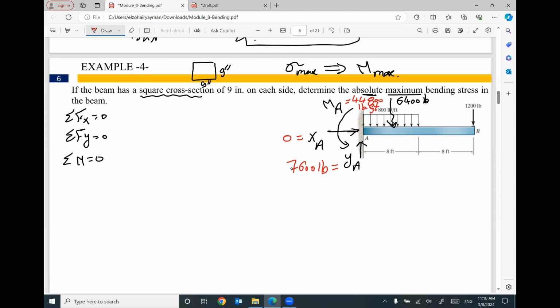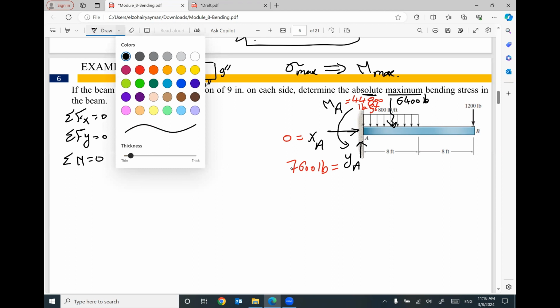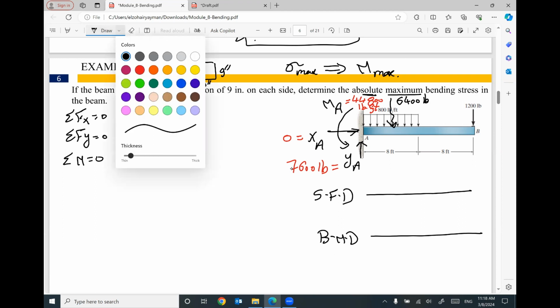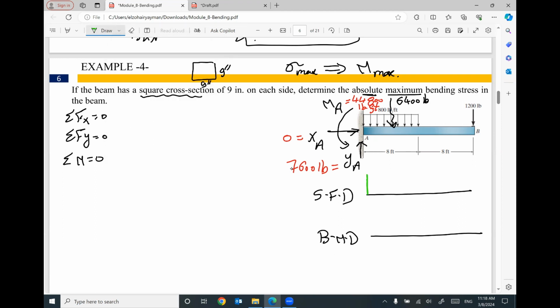Probably the maximum moment will be at the fixed support, but I don't know. Make sure to draw your shear force diagram, because from the shear force diagram, I can draw the bending moment diagram. So let's try. I will go up by 7,600, move dotted because we have distributed load, go down by 6,400 until you reach 1,200. Keep moving. So I will draw this solid line.